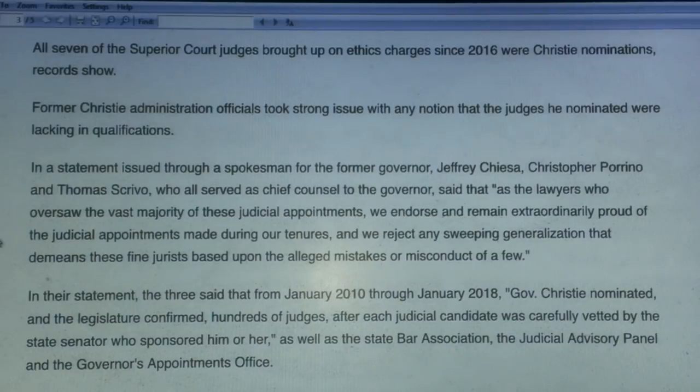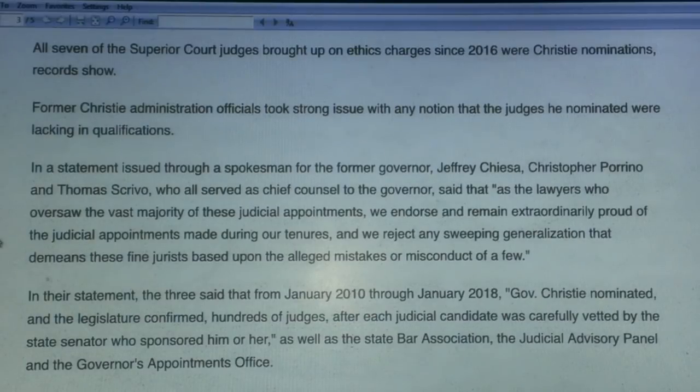It says right here, in a statement issued through a spokesman for the former governor, Jeffrey Chesia, who is a former criminal too. Yes, he is. He was one of the most criminal that you can put in office. Yes, he is. He was a criminal too. It's a Christopher Perino and Thomas Scrivel, who all served as chief counsel to the governor, said that as the lawyers who oversaw the vast majority of these judicial appointments, we endorse.